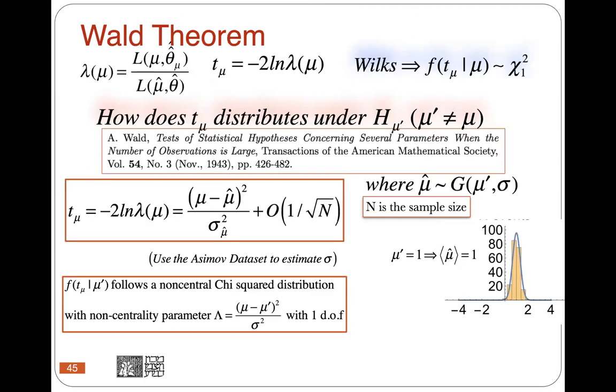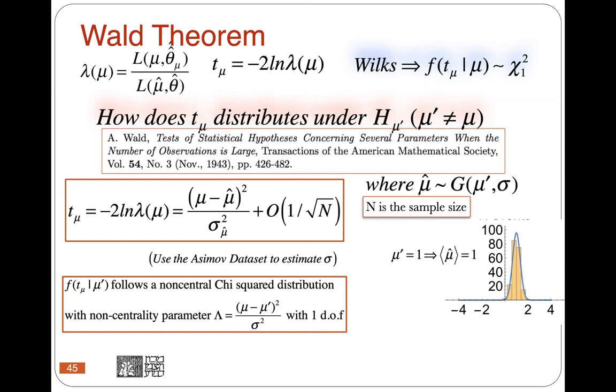So here I come to a very difficult theorem from 1943, which is called Wald's theorem, which takes some time to digest. What Wald taught us is how to solve the distribution. How would the distribution look when I test H mu under some other hypothesis, mu prime. So for example, if I test the signal hypothesis under the background hypothesis, how will the distribution look like? That's the one we didn't have. We know that the distribution of the background under the background, or of the signal under the signal, is chi-square. But what is the distribution of the signal under the background or the background under the signal?